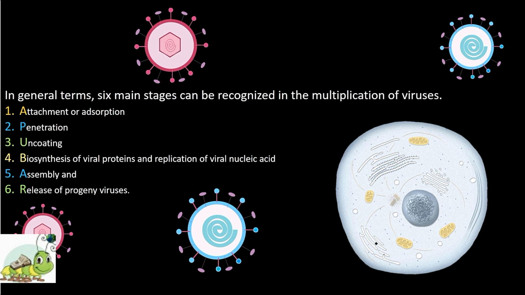Number 1, attachment or adsorption. Number 2, penetration. Number 3, uncoating. Number 4, biosynthesis of viral proteins and replication of viral nucleic acids. Number 5, assembly. And number 6, release of progeny viruses. One by one, we will go through these 6 processes. Take a look.